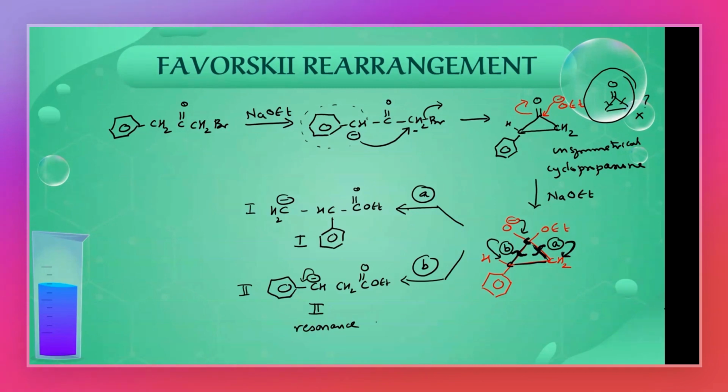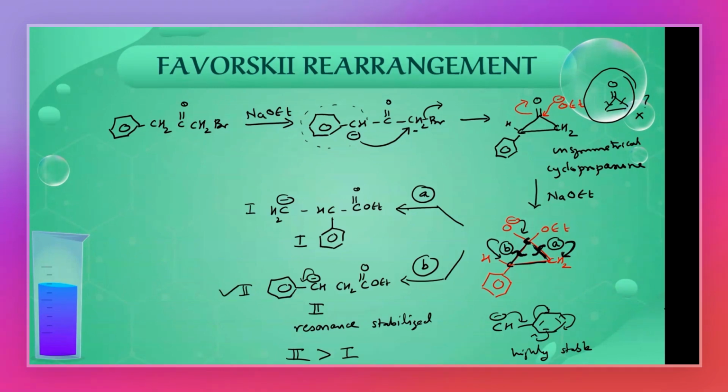It is resonance stabilized. So you have a CH minus attached to a benzene ring. You have the complete resonance, so it is highly stable. Compared to 1, 2 is more stable than 1. So 2 is the preferred intermediate, and B is the preferred cleavage.